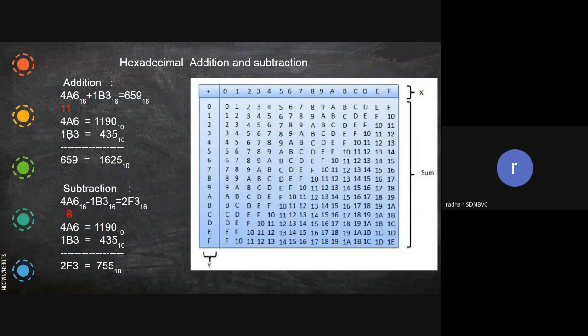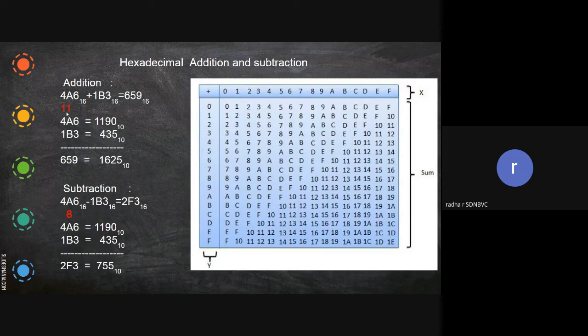I am telling you again, after D, please use your fingers. Add the 10 values, do it in hexadecimal. So after B, what is next? C, D, E, F, and then you have to say 10. Right? 10. After F, G should not come. After F, it is 10. Then 11, 12, 13, 14, 15. So 15, so we put 5 here. Then carry 1.